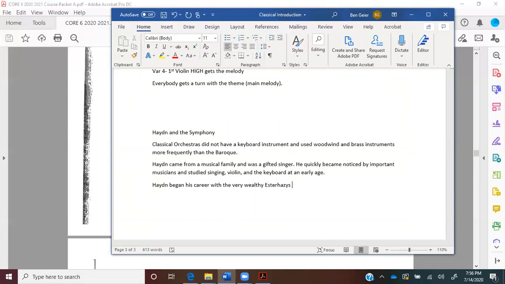Wow. You know that the Esterhazies are important when you type Esterhazies into Word and it doesn't think it's a wrong word. That's something. Look at that.